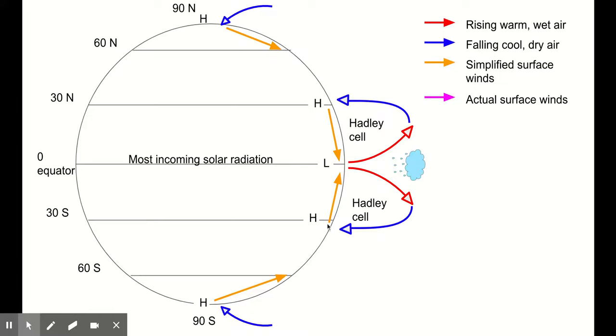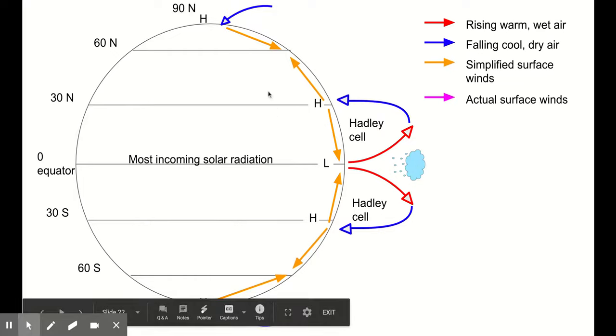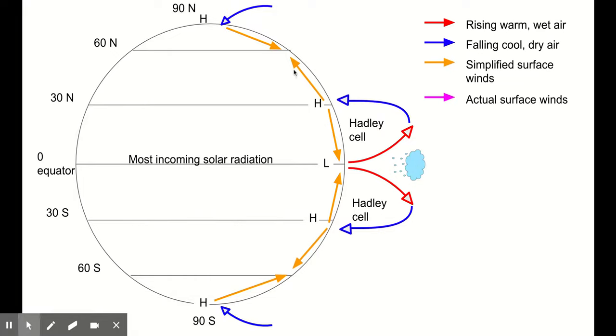Same thing down here. Our air at 30 South wants to get away from this high pressure zone, so it can go north, or it can go south, and it does. So we have some surface wind going north from 30 North and going south from 30 South. And now look at the collision of these two prevailing surface winds.